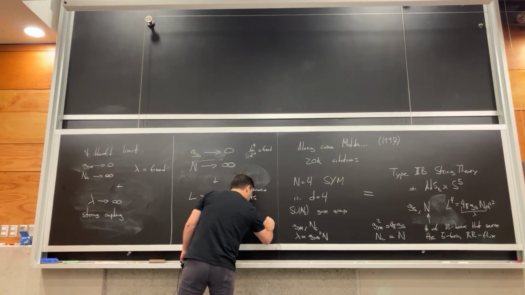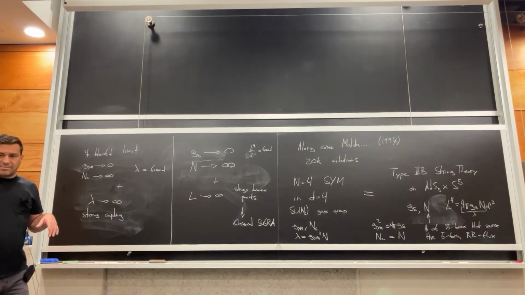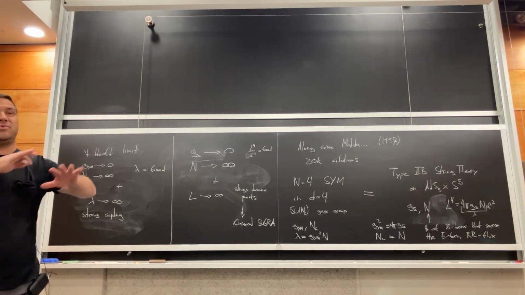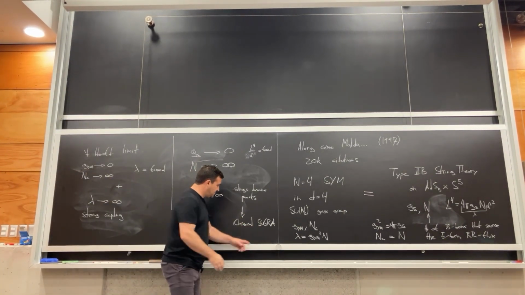Supergravity. Okay? So this is the nice corner of AdS/CFT, right? So this is the limit in which we know how to do things. This is easy. Okay?